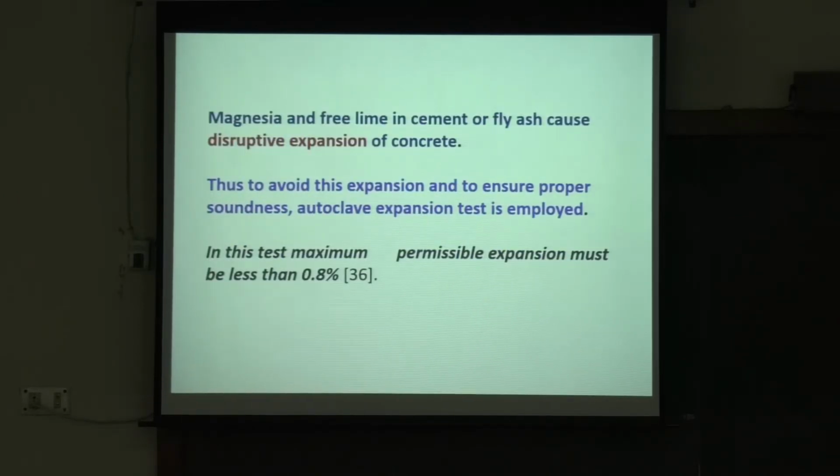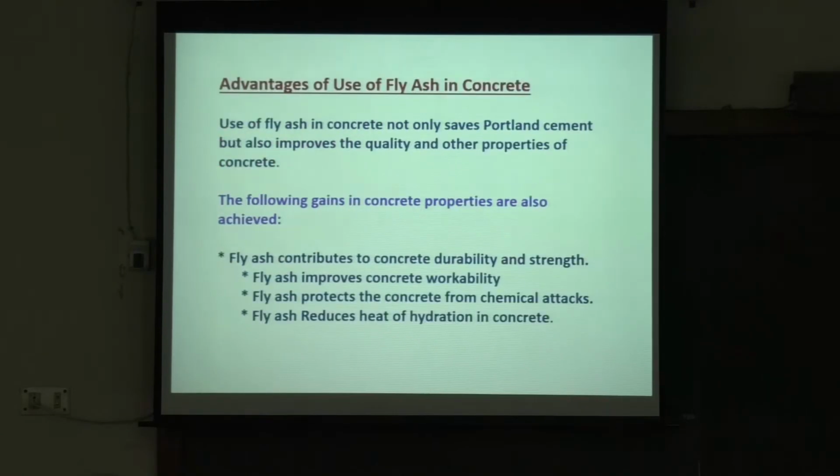Manganese and free lime in cement or fly ash cause disruptive expansion of concrete. So it is worth keeping in mind. To avoid the expansion and to ensure proper soundness, the autoclave expansion test is employed. In this test, the maximum permissible expansion must be less than 0.8%. So these are the standards. If you are working on fly ash, it is worth buying some of this equipment.